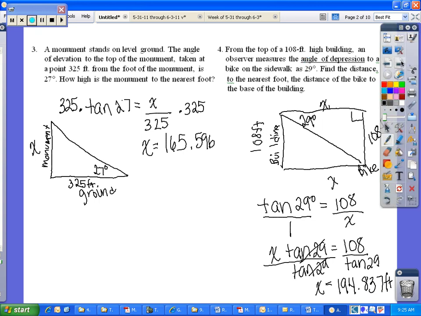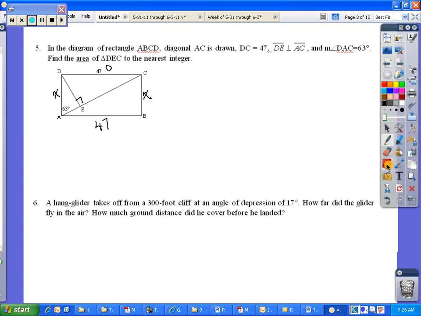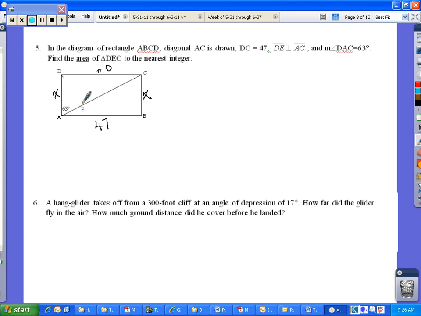Okay. Number 5. In the diagram, the rectangle ABCD, diagonal AC is drawn. DC is 47, DE is perpendicular to AC, and DAC is 63 degrees. So you basically need to find x in order to find the area of this rectangle. So let's first look at this triangle right here. If I look at this big triangle right here, I know that basically this is 63 and this is 47. So that side here is actually the opposite side. You actually don't even really need to know that DE is perpendicular to AC, because you already know it's a rectangle, and that information really doesn't help us at all for this problem. So if you want to just ignore that information, that's other information that we actually don't need. I'm just going to scratch that out, because we don't need it.